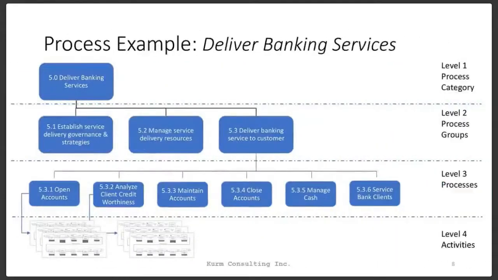So this is the highest level of the APQC banking framework, and it's called the level 1 process category. And an example, if you dive into, let's say, deliver banking services, how it works hierarchically is level 2 will say, well, what are the 3 steps on how I deliver that service? Okay, so you establish some governance around strategy around your service, you manage your resources, and then you deliver that service to the customer. Well, if you want to say, well, how do I deliver it? Well, I do these things. I'm now at level 3. I open an account, I analyze creditworthiness, I maintain that account, and so on.